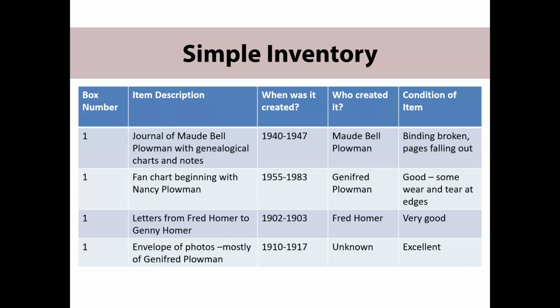So maybe it's like the Journal of Maud Bell Plowman with genealogical charts and notes. When was it created? It's okay if you don't have an exact year, just give it a range so at least you have an idea of what years it was covering. Maybe they were noted in the records or even approximate dates. Who created it, if you know that information. What is the condition? In this case, Maud Bell Plowman's journal has a broken binding and pages falling out.